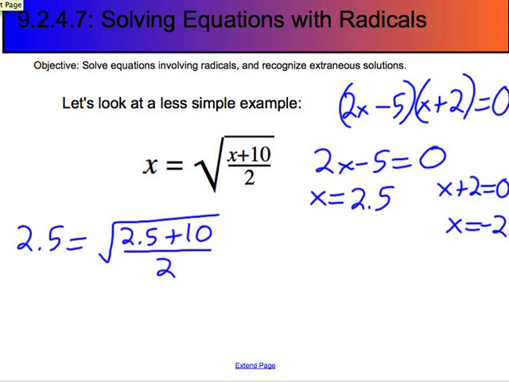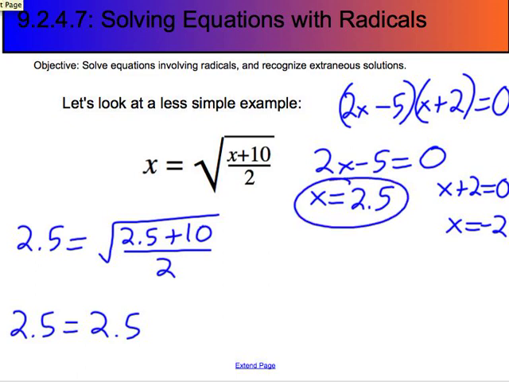So obviously the left-hand side is pretty simple there. It's 2.5. The right-hand side is what I need to do some work on. So I do the top of the fraction first, 2.5 plus 10. I get 12.5, divide it in half, then take the square root. And you could type that entire thing into your calculator if you wanted to. But it does end up checking out. You get 2.5 equals 2.5 on both sides.